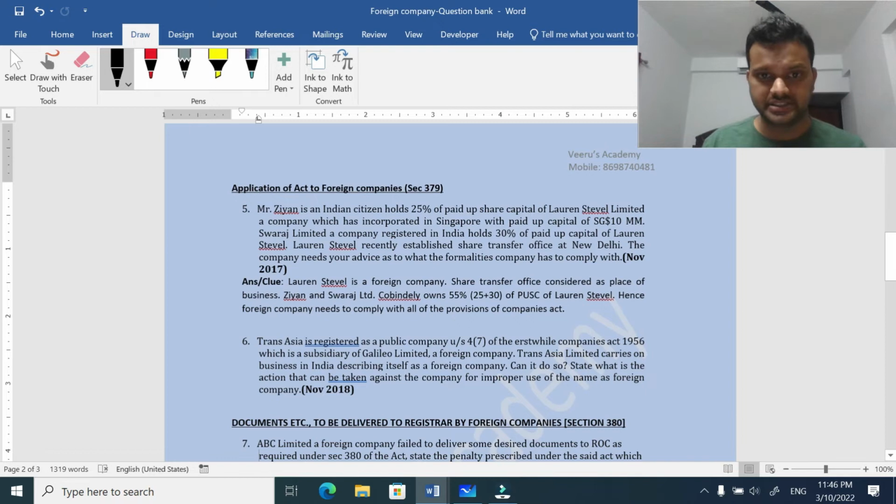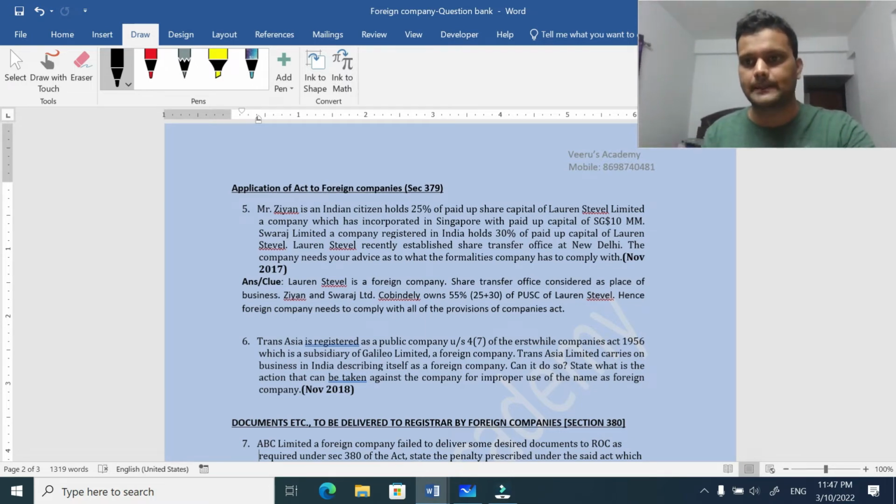Mr. Jian, an Indian citizen, holds 25% of the paid-up share capital of Lauren Stevel Limited, a company incorporated in Singapore with a paid-up capital of Singapore dollar 10 million. Swaraj Limited, a company registered in India, holds 30% of the paid-up share capital of Lauren Stevel. Lauren Stevel recently established a share transfer office at New Delhi. The company needs your advice as to what formalities it has to comply with. Now you tell me how to solve this question.